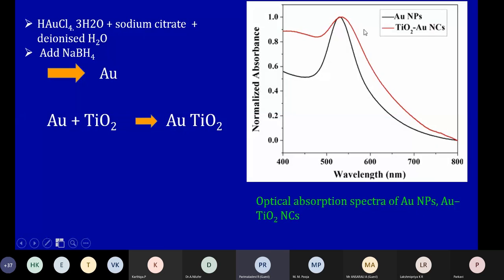Normally, when this red shift is accompanied by a suppression of the absorption band, it confirms the formation of a core shell structure. In a core shell structure, one particle is in the center and it is covered by another particle. So the suppression of the absorption peak and the redshift confirm the formation of the core shell structure of AuTiO2.